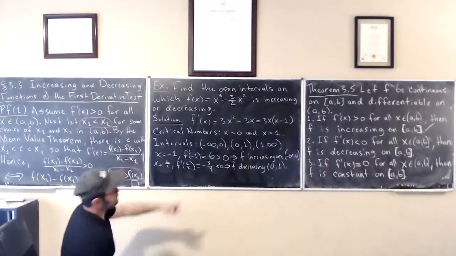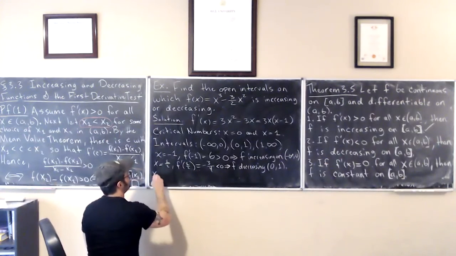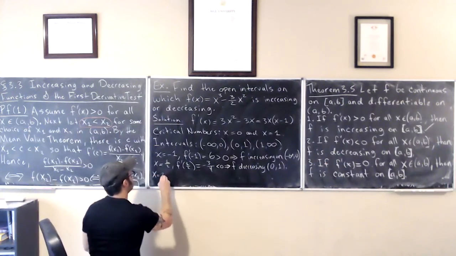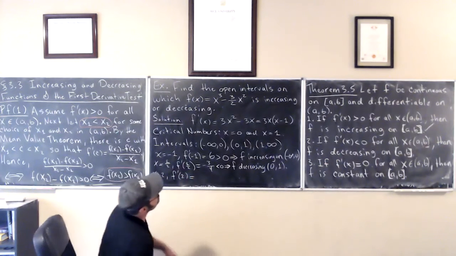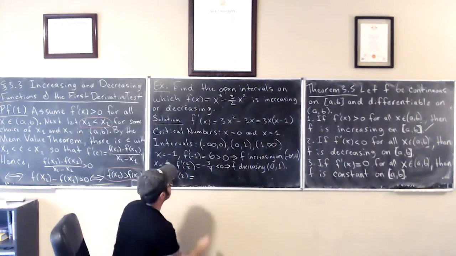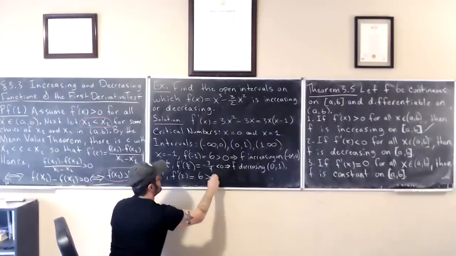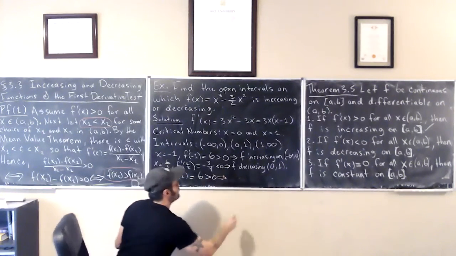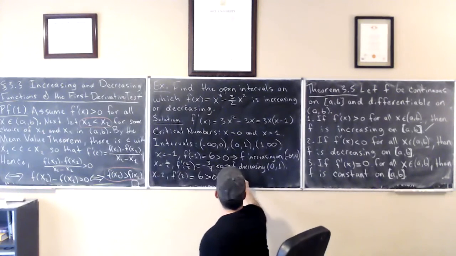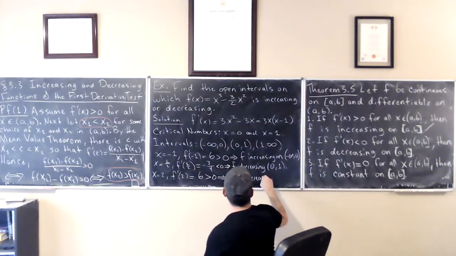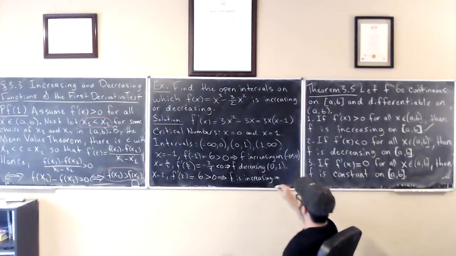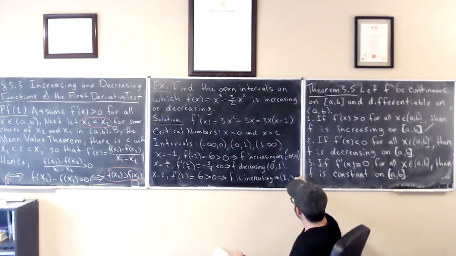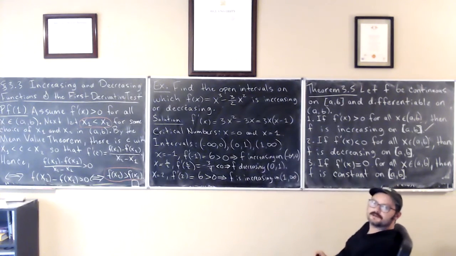Okay, so now let's pick an x over there. So we pick x to be like 2, maybe. Then f prime of 2 is equal to 6 times 1, which is just 6, which is greater than 0, which implies that f is increasing on 1 to infinity. Okay?